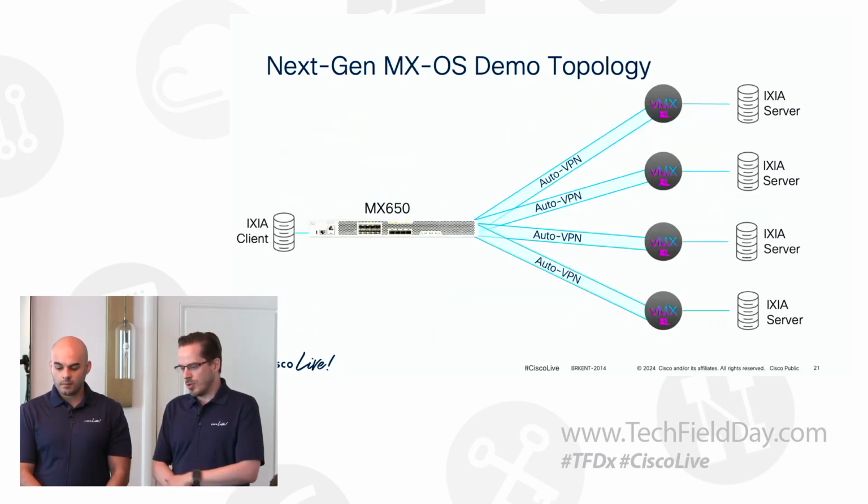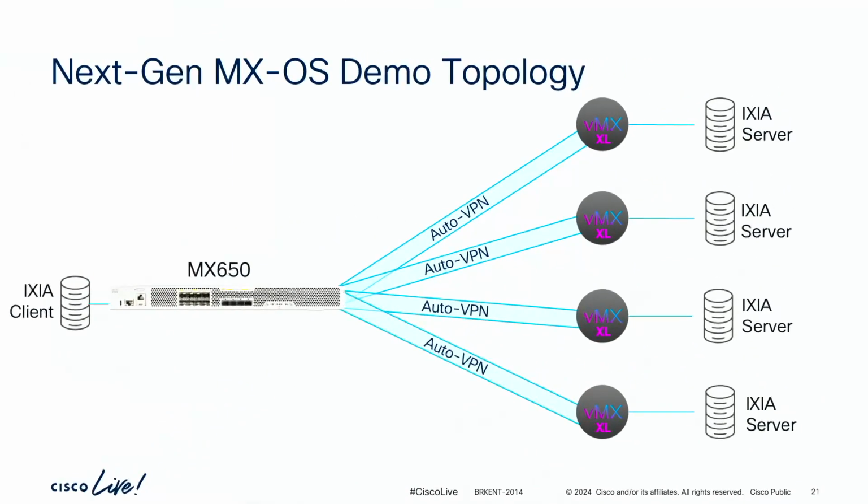I want to do a quick demo before I hand it back to Chris. So I've got a very simple topology here. I've got an MX650, and I've got 4 VPN tunnels, one going to each of these 4 VMX XL platforms here. On the left-hand side, I've got an Ixia breaking point client. On the right-hand side, I've got an Ixia breaking point server.